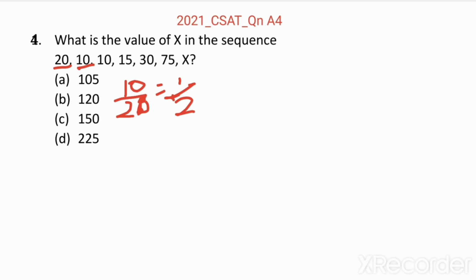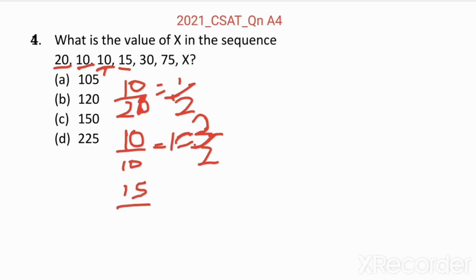Then third term 10 divided by second term 10 equal to 10 by 10 equal to 1. This we can write as 2 by 2. Then fourth term 15 divided by third term 10. 15 divided by 10. This is equal to 3 by 2.